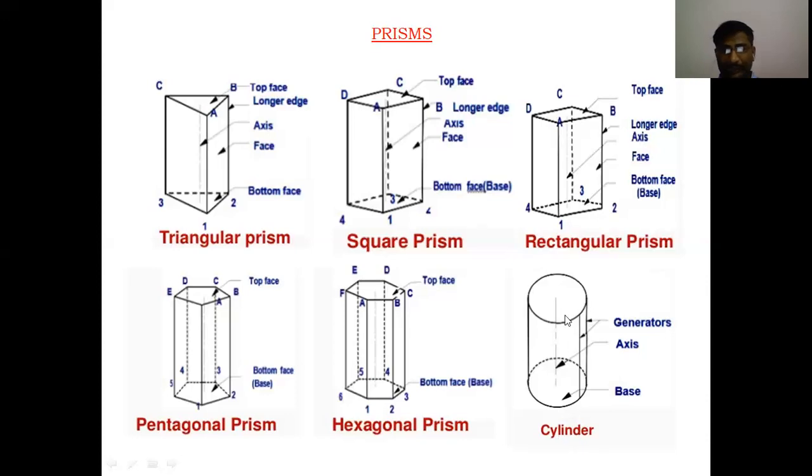And cylinder has two circular bases which are connected with generators. These are called the generators or straight edges. This is the axis. This is the base. These are all prisms. So a prism has two bases whose corners are connected with straight edges.